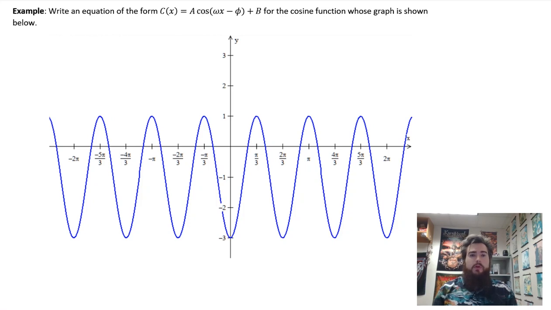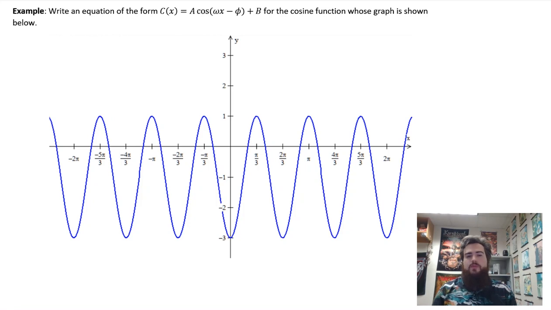In this example, we are going to write an equation of the form C(x) = a cos(ωx − φ) + b for the cosine function whose graph is shown below. This is going to be very different than the previous cases where we have graphed functions of sine and cosine. In this case, the graph is already provided to us and we need to pick out the pieces that construct this.